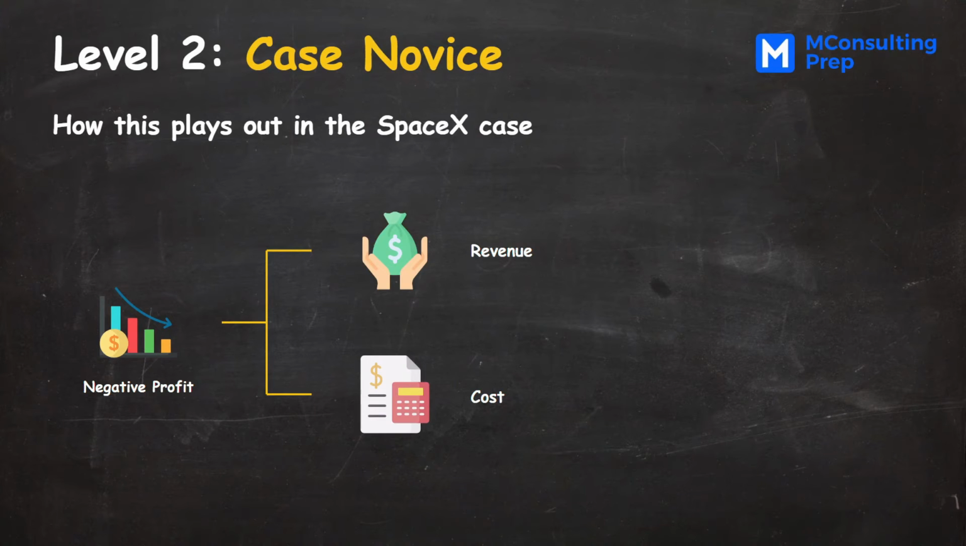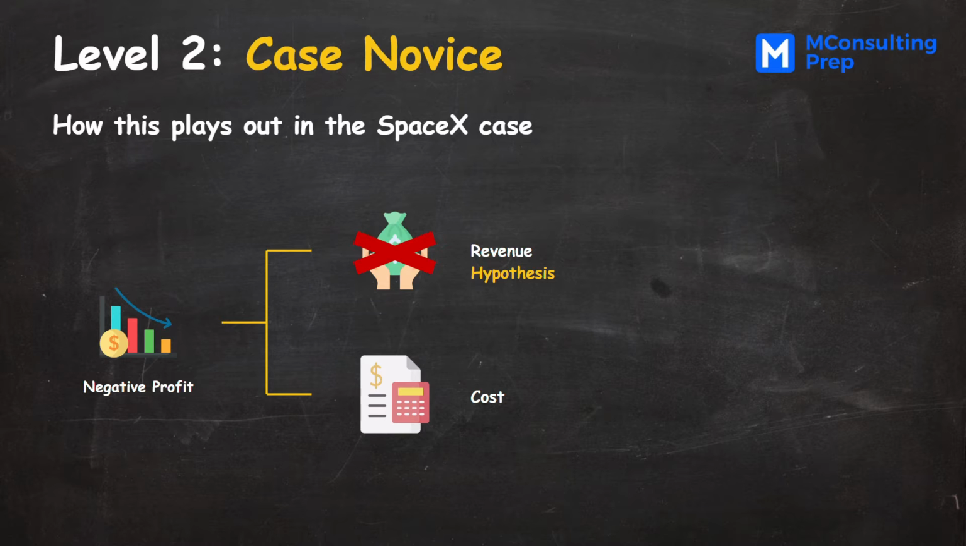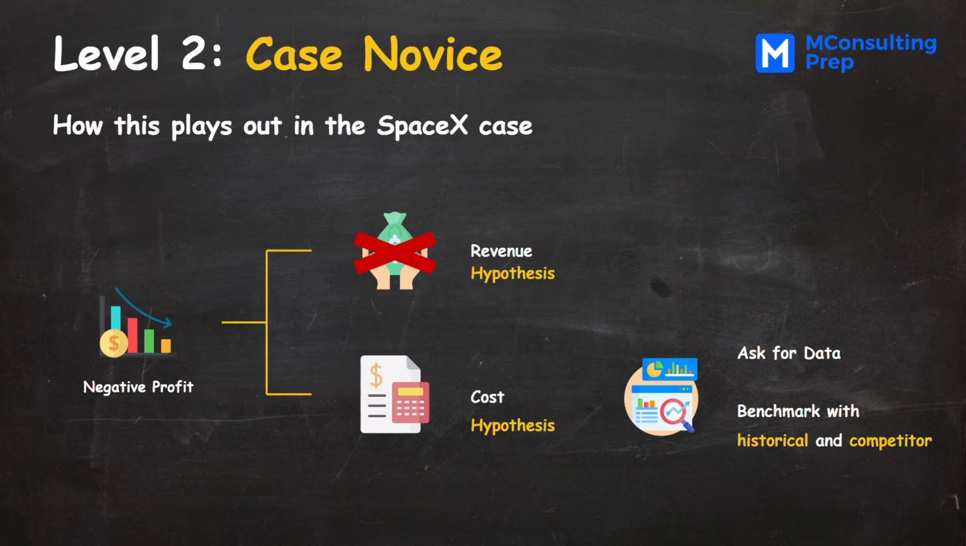So here's how it plays out in the SpaceX example. After confirming the problem and the overall approach of root cause searching, we use the profitability framework to draw an issue tree with two branches, revenue and cost. We hypothesize that the root cause is in the revenue branch. To test that, we ask for the revenue data and compare it to historical and competitor benchmarks. If the data shows that there's nothing wrong with the revenue, we cross out the whole branch and move our attention vertically to cost. Quickly testing cost, if the data suggests something's wrong there, we go deep into cost.